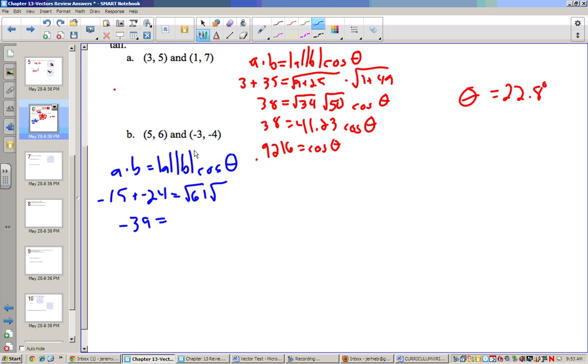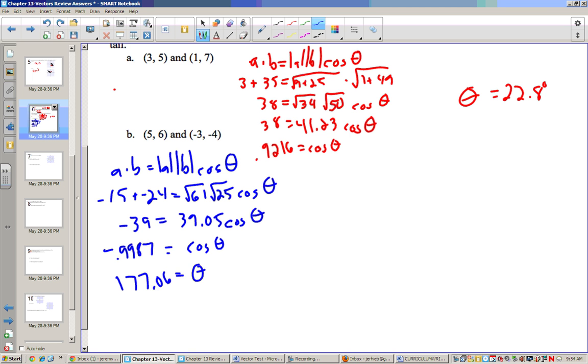B is 3 squared plus 4 squared, which is 25, which is 5. So I just take 5 times the square root of 61 to get me 39.05 times the cosine of theta. So negative 39 divided by that answer, I'll have cosine of theta is equal to negative 0.9987. So the inverse cosine, my angle is 177.06.